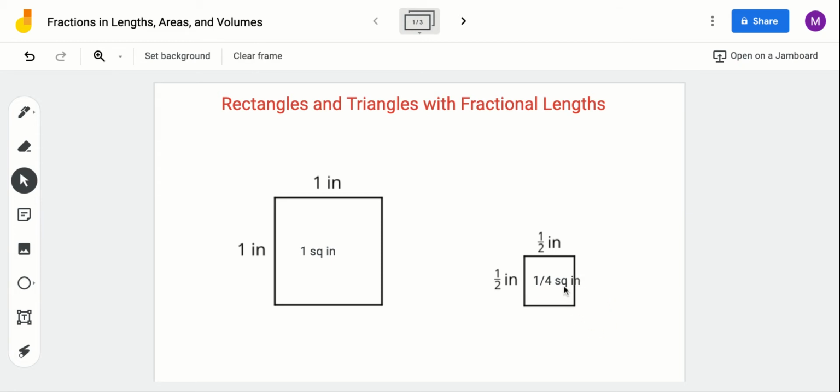And if that seems a little bit funny to you, if that seems too small, we could realize that you can fit four of these in here. This is 1/2 inch tall and 1/2 inch wide. And so it would fit into this one corner here, and then one more fits in this corner, another one in this corner, another one in this corner. And so this square is 1/4 of this square.